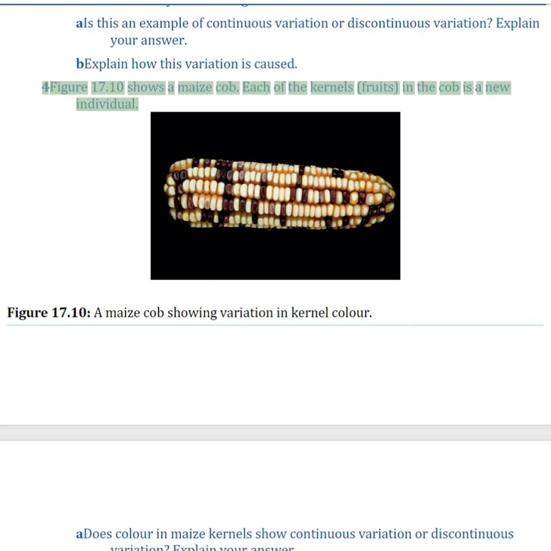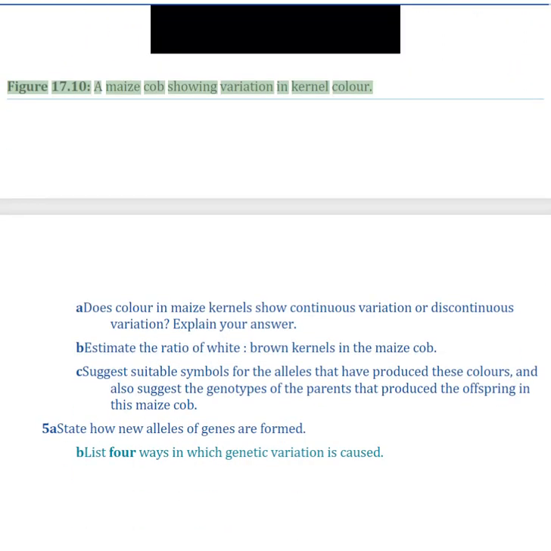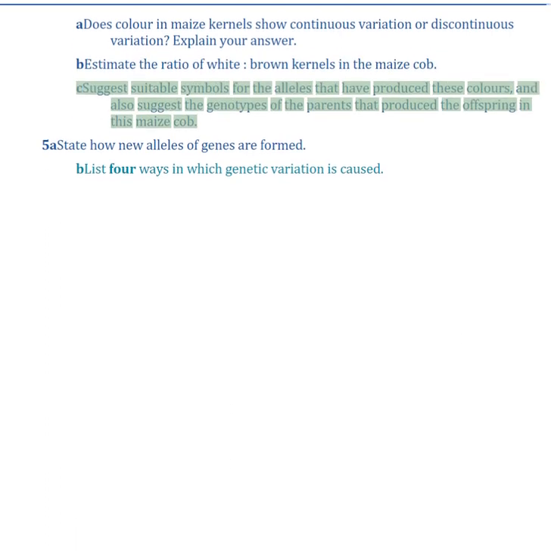4. Figure 17.10 shows a maize cob. Each of the kernels in the cob is a new individual. Figure 17.10: a maize cob showing variation in kernel color. A. Does color in maize kernels show continuous variation or discontinuous variation? Explain your answer. B. Estimate the ratio of white to brown kernels in the maize cob. C. Suggest suitable symbols for the alleles that have produced these colors and also suggest the genotypes of the parents that produce the offspring in this maize cob.